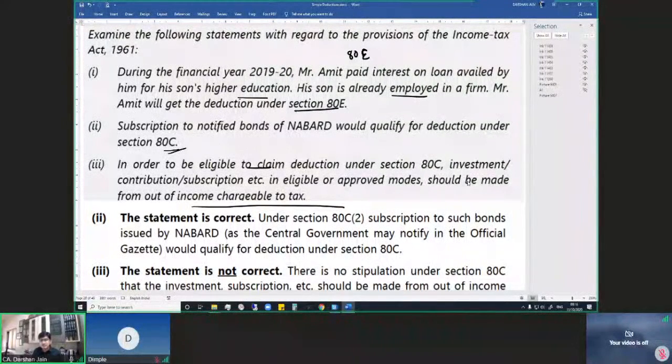So there is no condition or stipulation that the investment should be made only out of income chargeable to tax. The deduction would only be available out of income chargeable to tax. Investment could be made out of any of the funds.